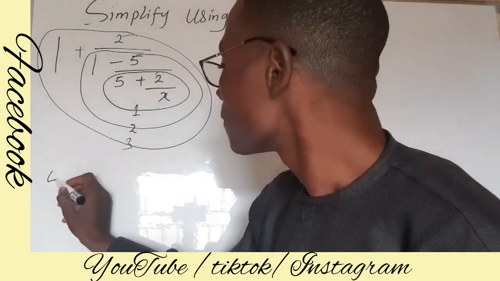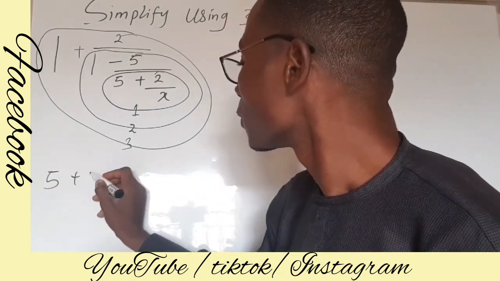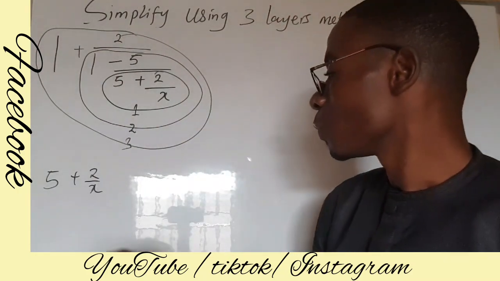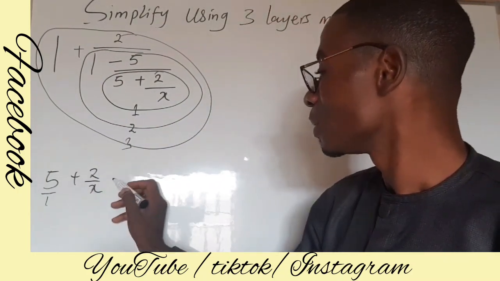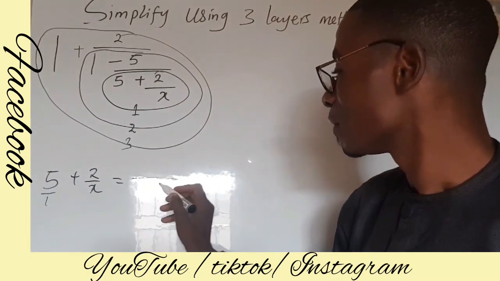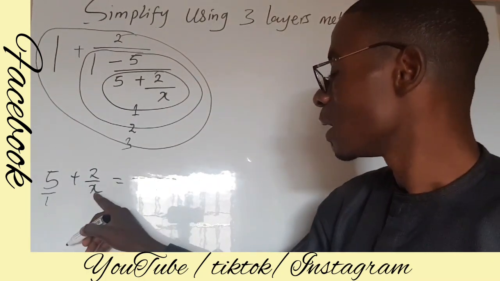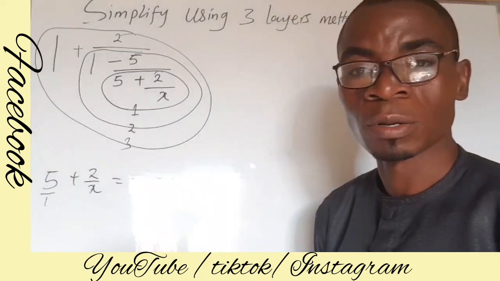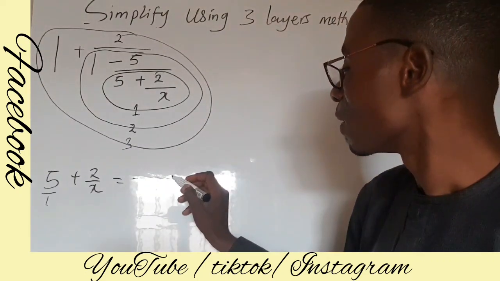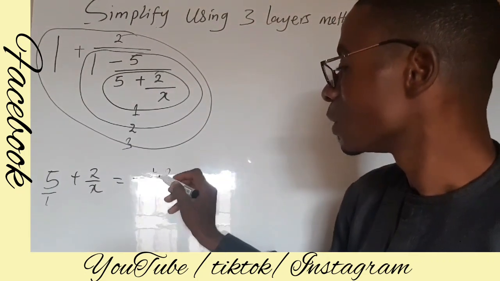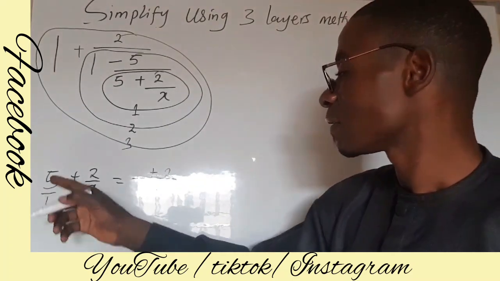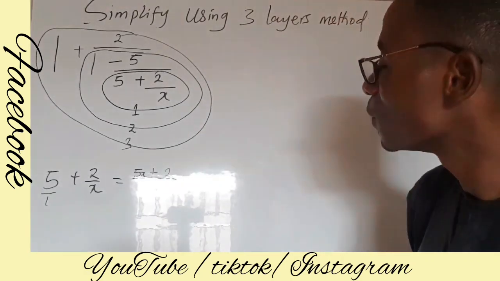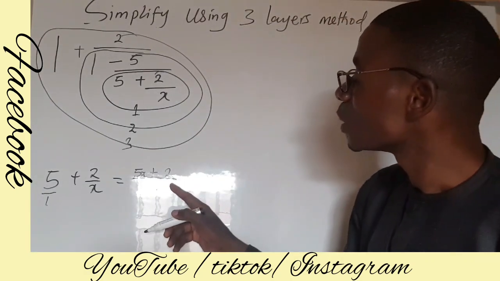Okay, so we're having 5 plus 2 over x. That is the first layer. So we need the LCM here. This is over 1. So the LCM is what? x, because the LCM of 1 and x is x. x goes into x 1 time, then 1 times 2, you have your 2. Plus x goes into 1 is x, x times 5, you have 5x. So for the first layer, this is what we obtain.